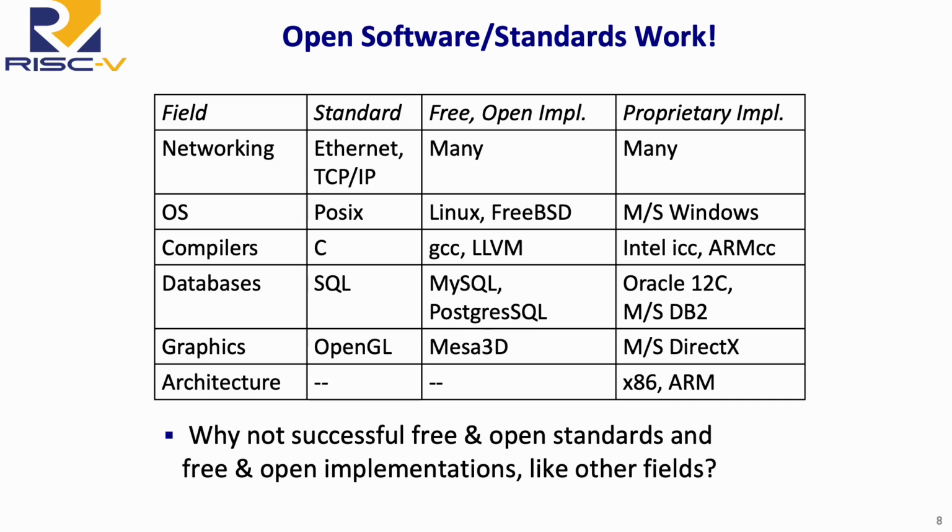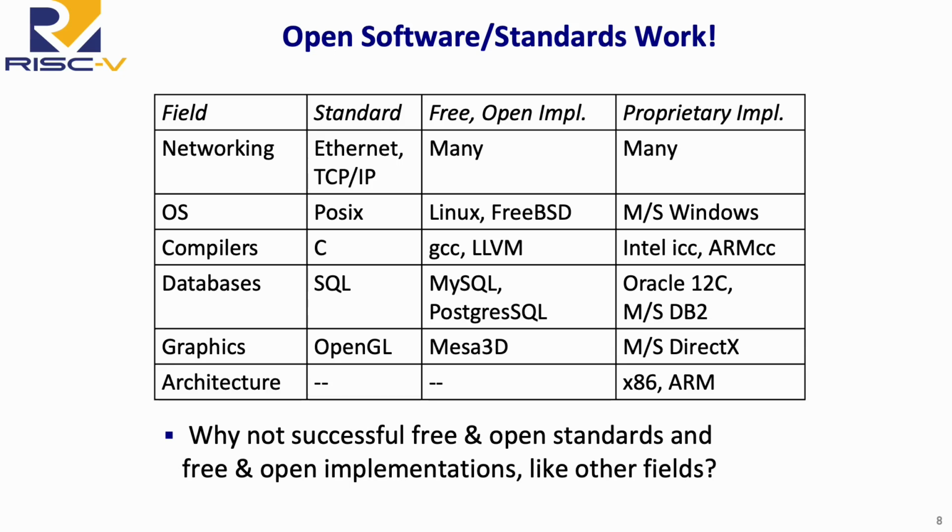And on the compiler front, there are standardized languages like C, and there are open source compilers like GCC and LLVM, and also proprietary compilers. So the Intel compiler is super optimized for Intel. ARM have their own compiler, although I believe most of the time these days they use LLVM. And in databases, we've got standard interfaces, the SQL language, and there again there are free versions and proprietary versions. And also for graphics, you've got OpenGL, and then there are free and proprietary graphics libraries.